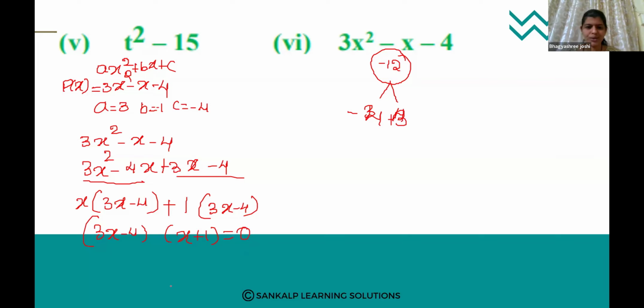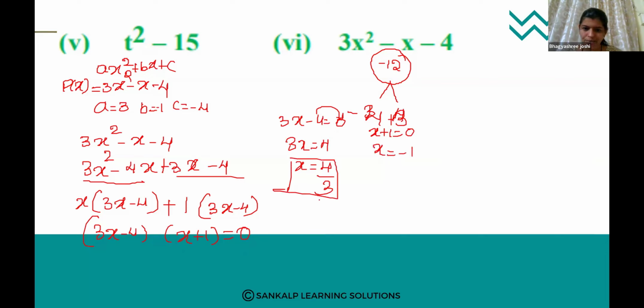Yes, 4 and 3, yes, very good. 3x minus 4 equal to 0. Then x plus 1 equal to 0. 3x equal to, transfer this minus 4 to this side. This is 4. x equal to 4 divided by 3. Then x equal to minus 1. Now this is the value of alpha and this is the value of beta. Next step, sum of zeros.